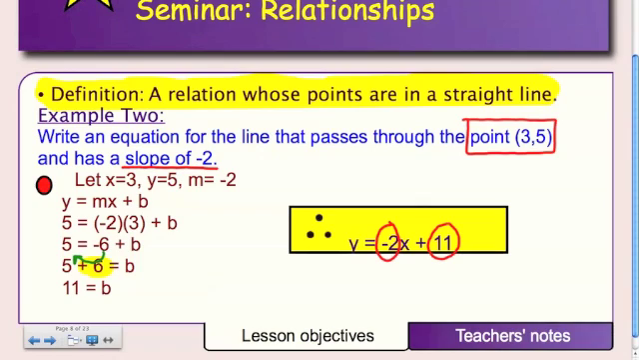So just like the last question, y is equal to mx plus b. All I did was substitute the values for m and substitute the values for b to get the final equation.